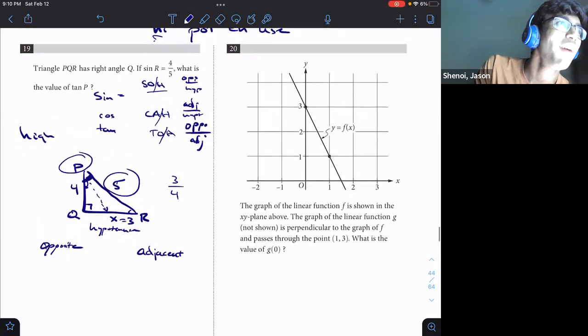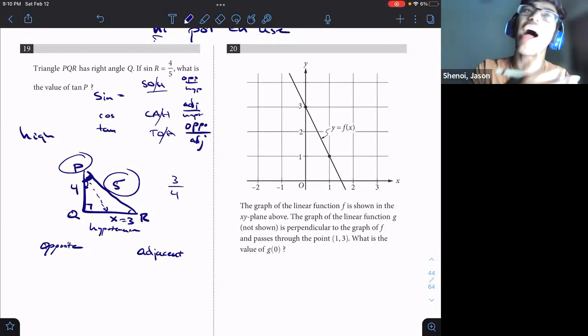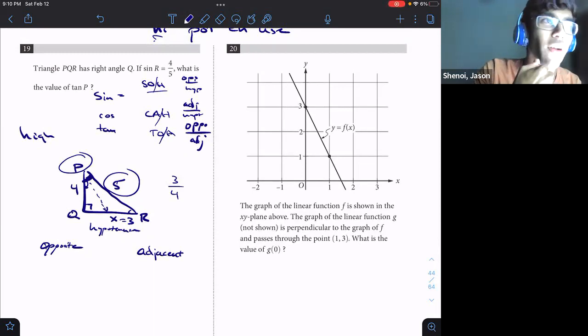Okay. Did you get 20 right? Wow, are you asking me if I got 20? It's a graph question. Oh, okay. Well, benefit of the doubt, you never know. By the end of this, I want you to get all of the graph questions right.